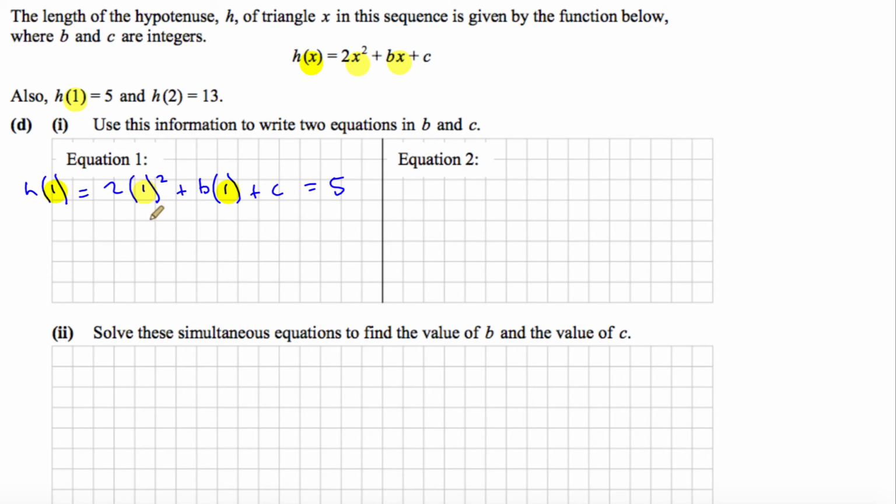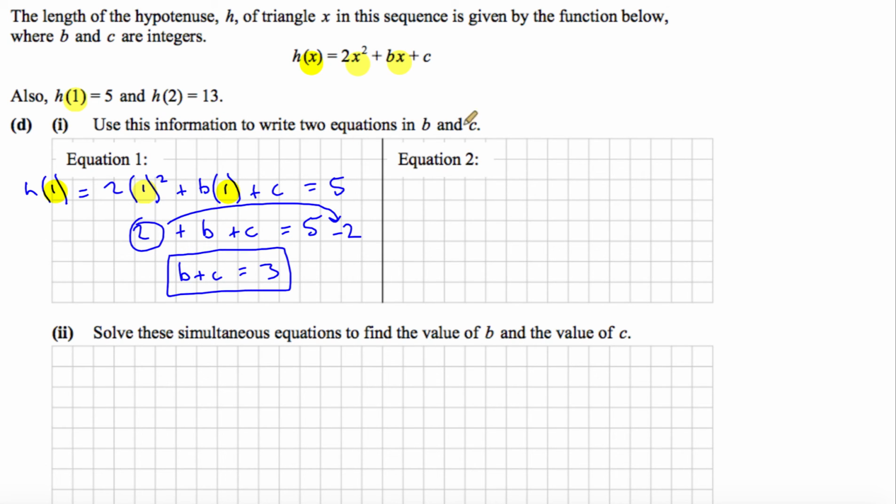So what we have then is we have an equation now here. If we forget this h of 1 now, we have 2 times 1 squared plus b times 1 plus c. That gives me 2 plus b plus c, and we know that's equal to 5. So if I bring that positive 2 over here, it becomes a negative. I'm left with the equation b plus c is equal to 5 minus 2, which is 3. So there's one equation in b and c.